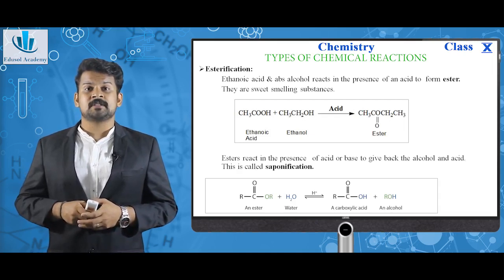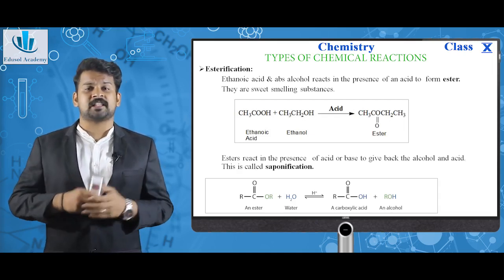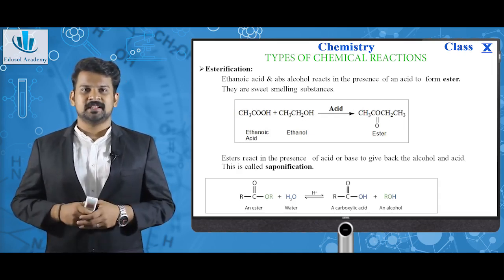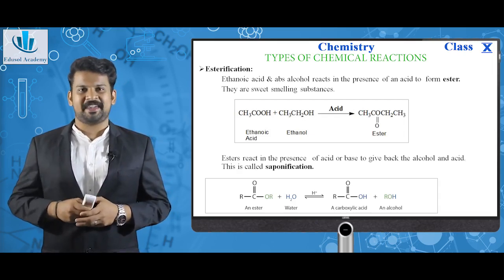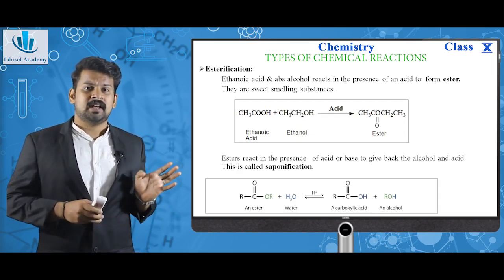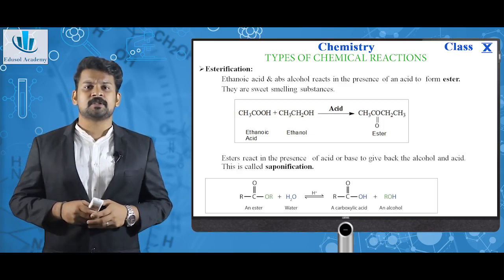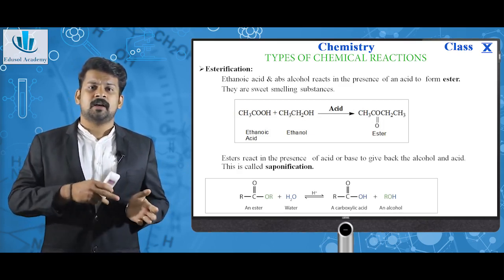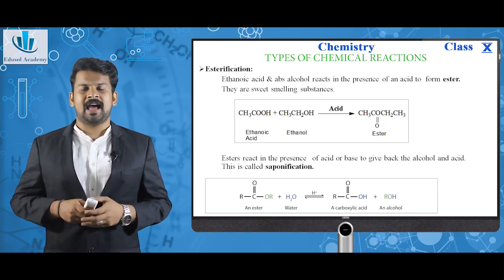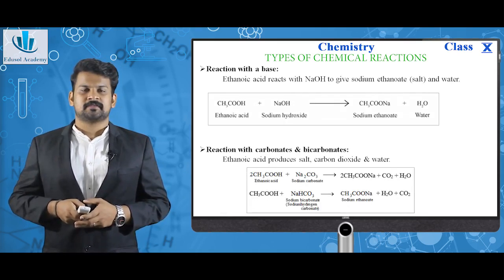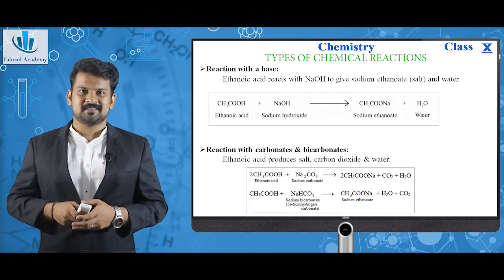Esters react in the presence of an acid or a base to give back the corresponding alcohol and acid again. This process is called saponification. As you can see, the ester reacts with water in the presence of acid to regenerate the old carboxylic acid and alcohol.